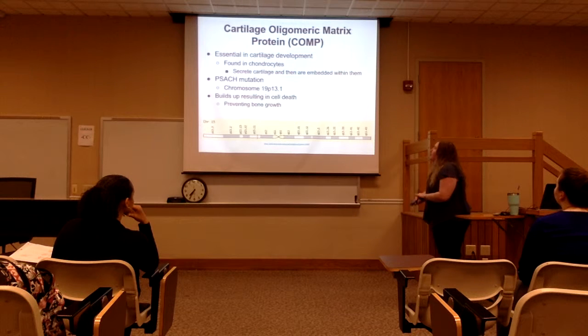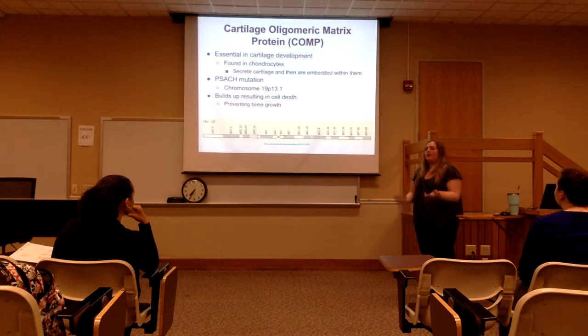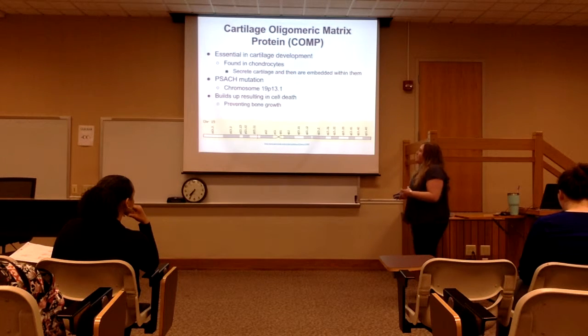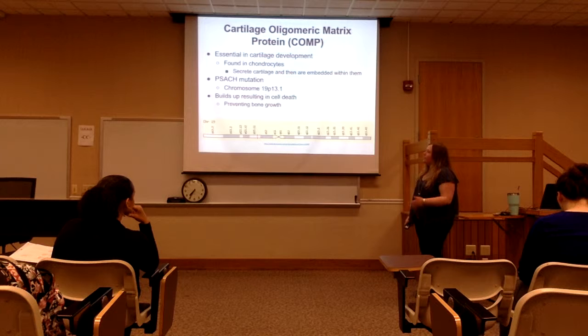Another aspect is the cartilage oligomeric matrix protein, also known as COMP. This is a very essential part of cartilage development. It is found in the chondrocytes, which secrete the cartilage and are then embedded within it. With the pseudoachondroplasia mutation, which is found here on chromosome 19 at p13.1, the protein builds up and results in cell death, thus preventing bone growth, and that's why those with pseudoachondroplasia have a shorter stature.